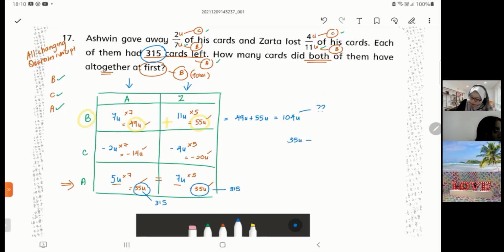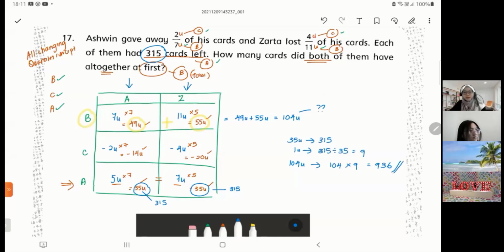35 units is 315. 1 unit is 315 divided by 35, and I get 9. Do I stop here? No, because I want to find 104 units. So 104 units, which is my before total, is 104 times 9 equals 936. Done. This is my answer.